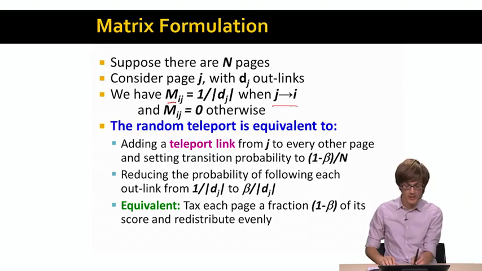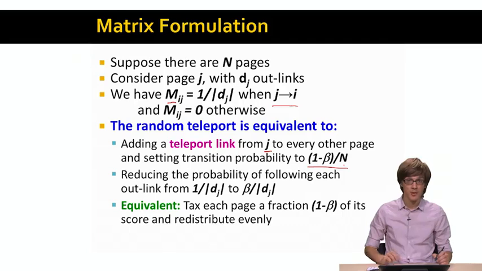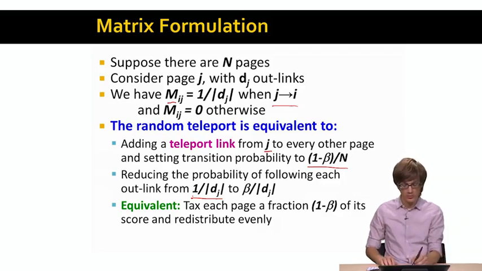So basically we add a teleport link from node j to every other page in the graph, and we want to set the probability of such a teleport link to be 1 minus beta, the probability of a teleport, times 1 over n, where n is the number of web pages. That's the probability of traversing one individual teleportation link. This also means that on all the other links of the web graph, we have to reduce their transition probabilities. So the transition probabilities go from 1 over the out degree of node j to beta times 1 over the out degree of node j.